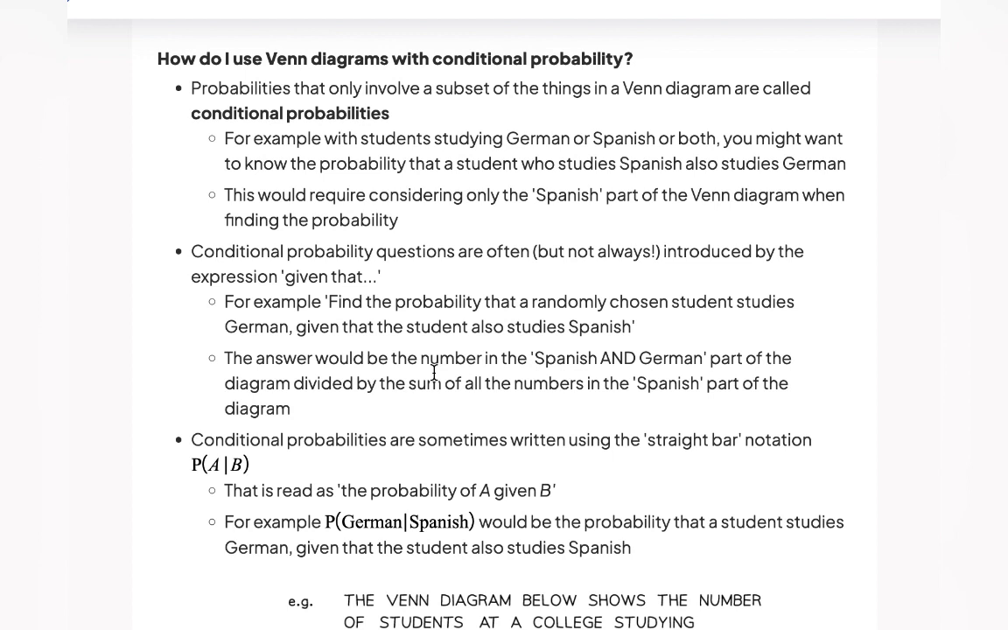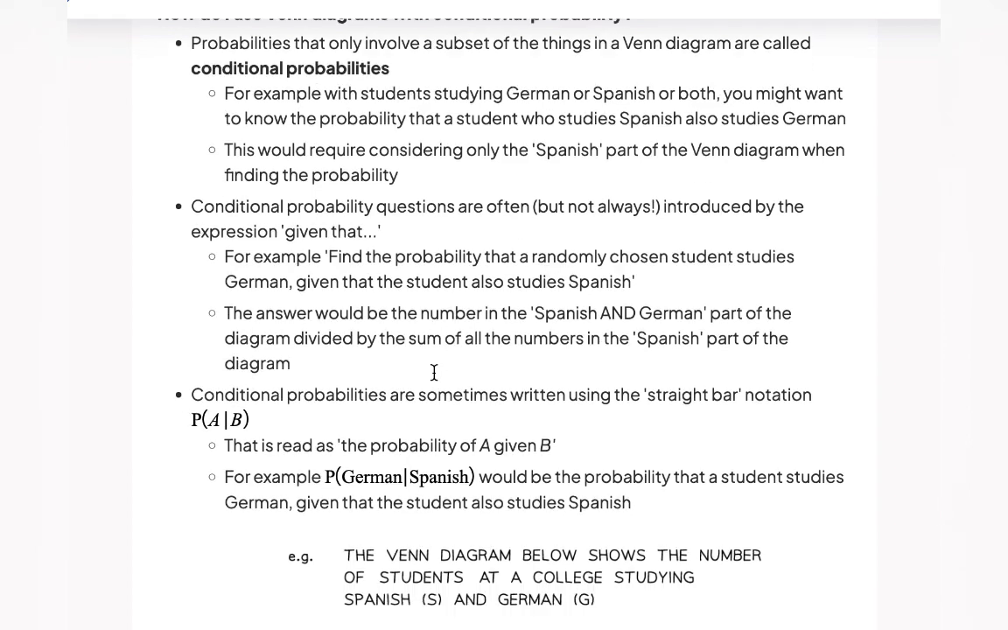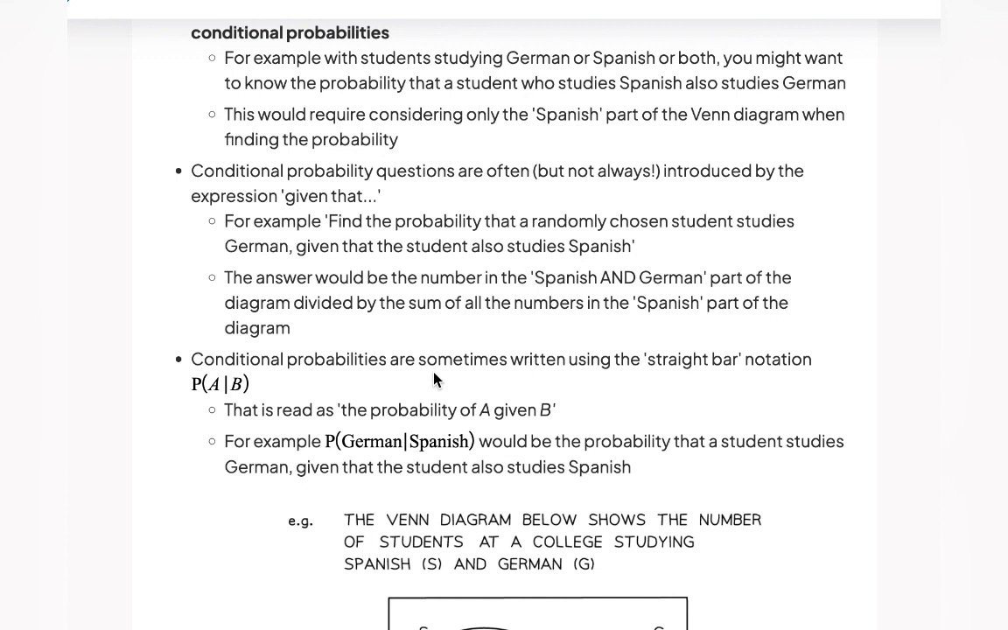Other conditional probability questions you can be faced with are often, but not always, introduced by the expression "given that". For example, find the probability that a randomly chosen student studies German, given that the student also studies Spanish. So the question can come like this. These are called conditional probability. We're going to look at how these types of questions are answered.